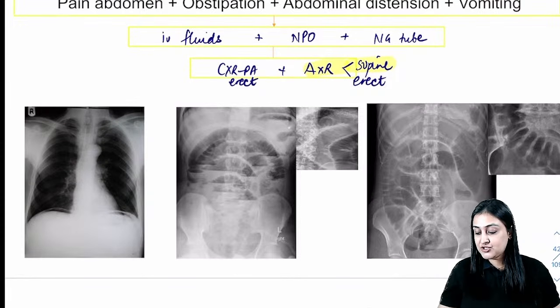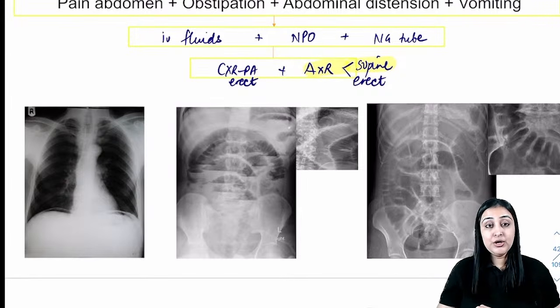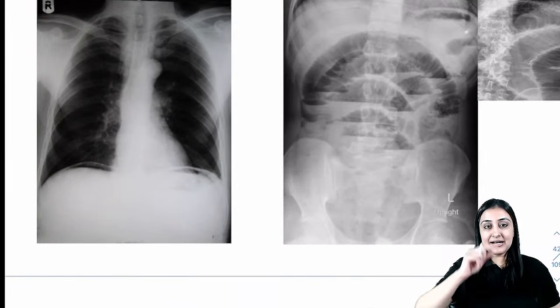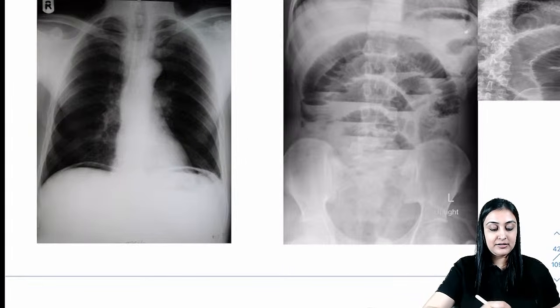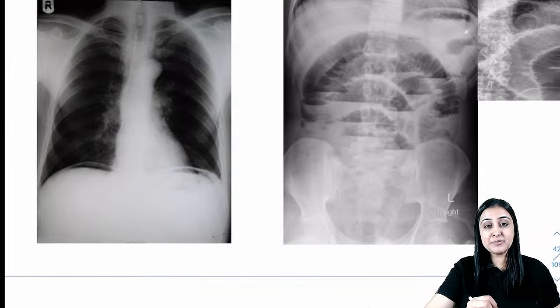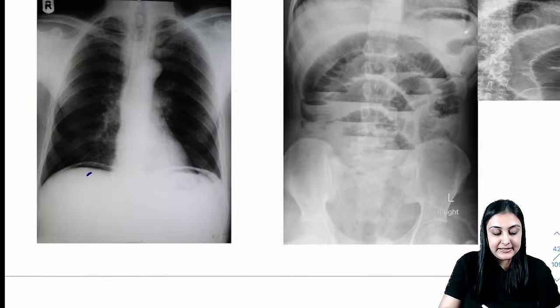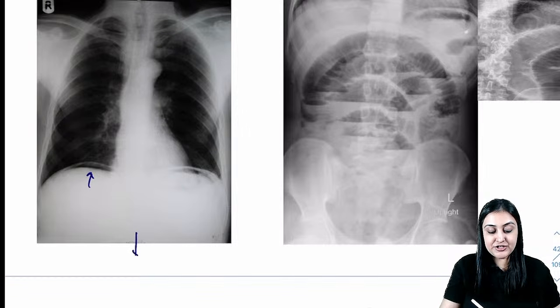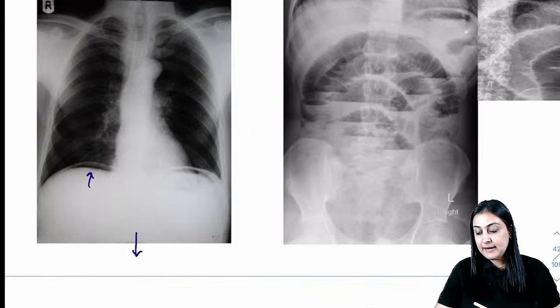Now I will show you images, and you will tell me what to do. Okay, so this is the image that I have gotten. The first one here: what should I do with this person? I'm seeing air under the diaphragm. Perforation has happened. What is the next step? Why supine? Because supine will show me the folds very well, so that I can diagnose whether it's small bowel or large bowel. Okay, what is the next step?